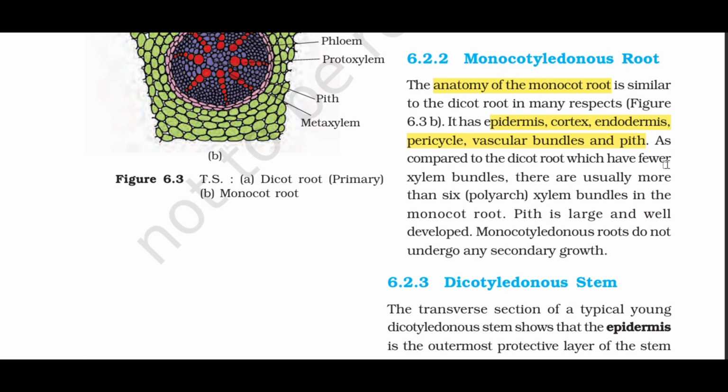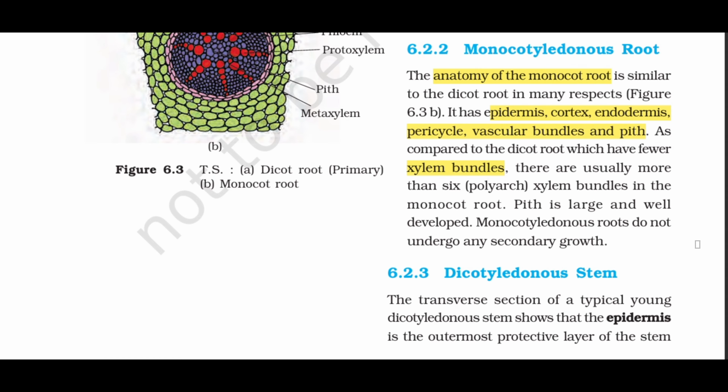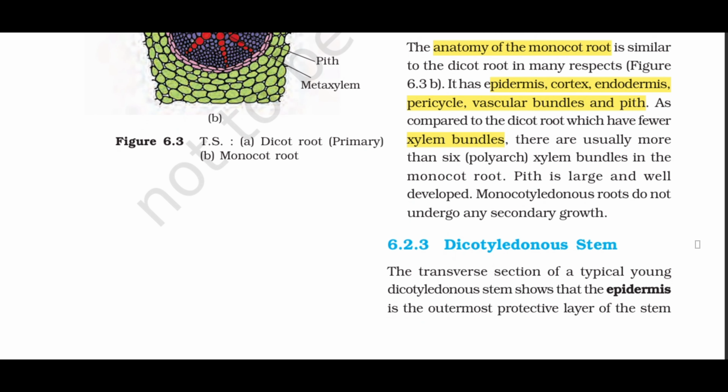As compared to the dicot root, which has fewer xylem bundles, there are usually more than 6 (polyarch) xylem bundles in the monocot root. Pith is large and well developed. Monocotyledonous roots do not undergo any secondary growth.